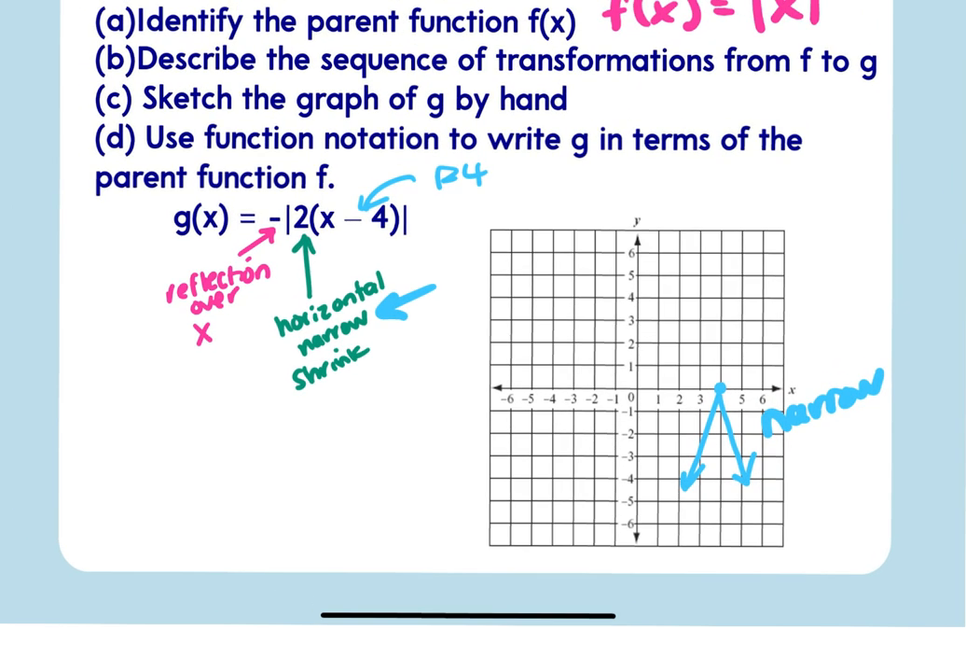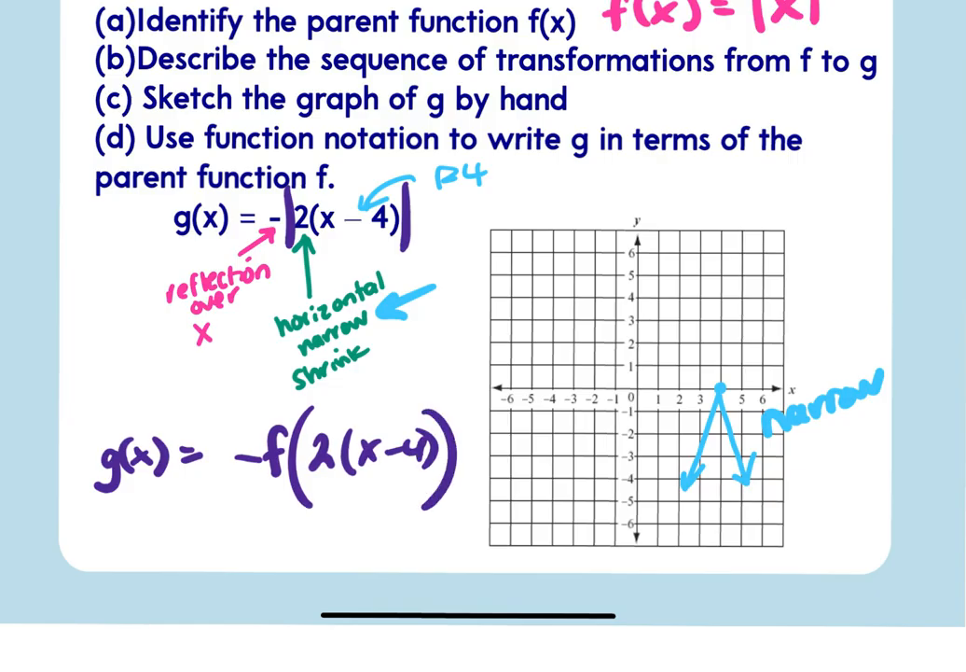All right, D. Use function notation to write g in terms of the parent function. So this would be g of x equals the negative still on the front, okay? The absolute value still opens, and now the f goes in, or not the absolute value, f, okay? Everything that's inside here has to be inside my f of. So I open those parentheses, 2 parentheses, x minus 4, close them, and close them again. So those absolute value bars now get replaced with the f of x with the parentheses. Anything inside the bars goes inside the parentheses. Anything outside the bars would go outside the parentheses.